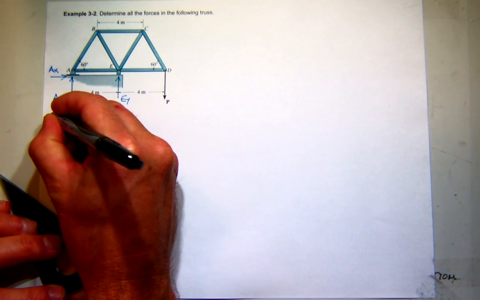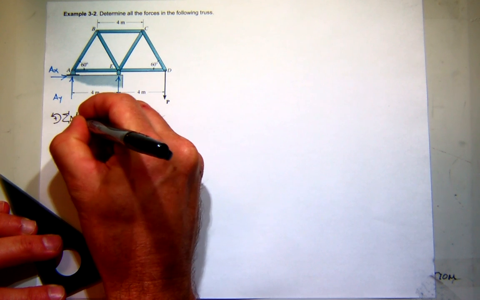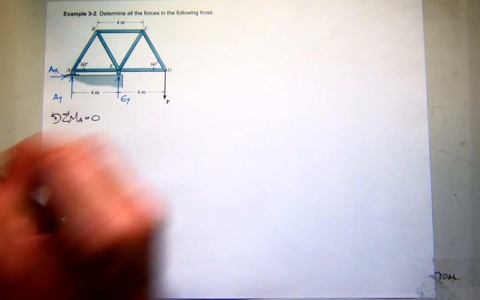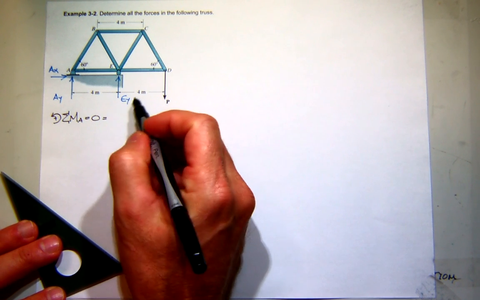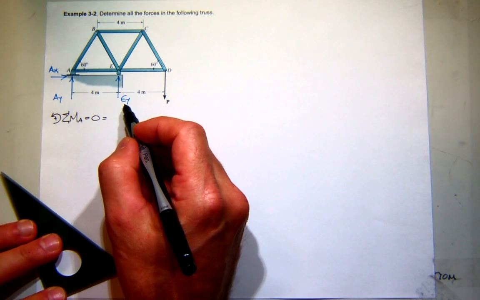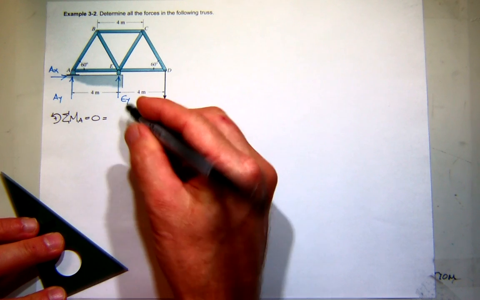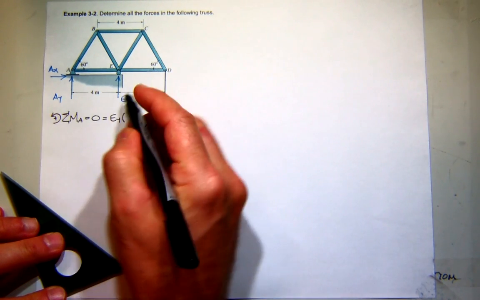Again, I'll assume the right-hand rule for my sign convention. So let's sum moments about A and set it equal to 0. Let's look at EY. With my sign convention, EY creates what kind of moment about A? Positive or negative? Positive. So there's the force, EY. The distance is 4 meters.